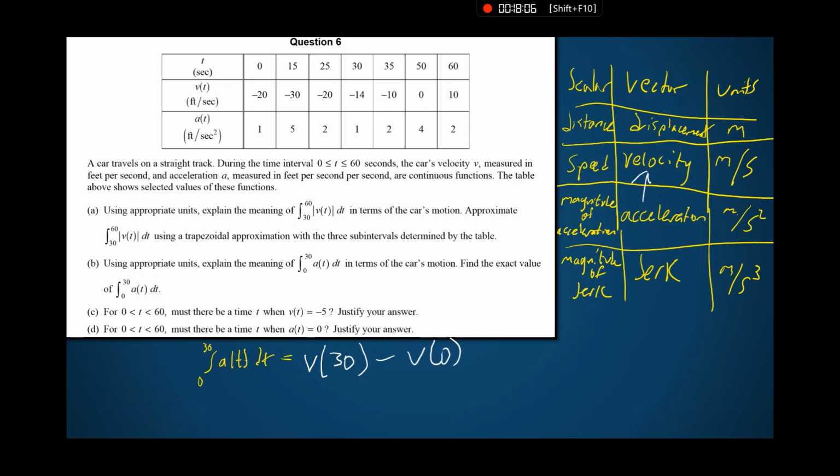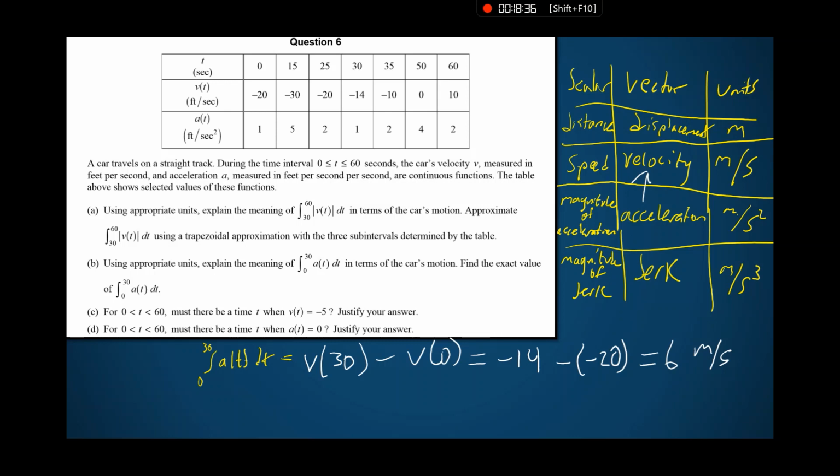Okay, what was my velocity at 30? Negative 14. And what's our velocity at 0? Negative 20. Okay, so that's negative 14 minus negative 20, which is negative 14 plus 20, is 6 meters per second. That is my integral of A(t) dt.